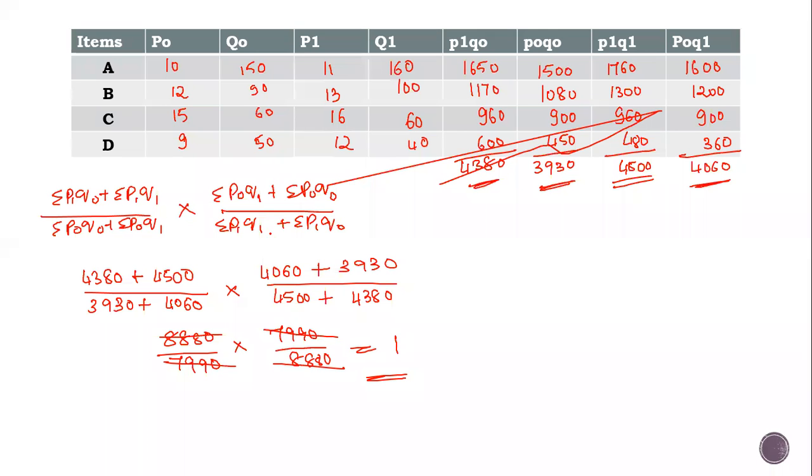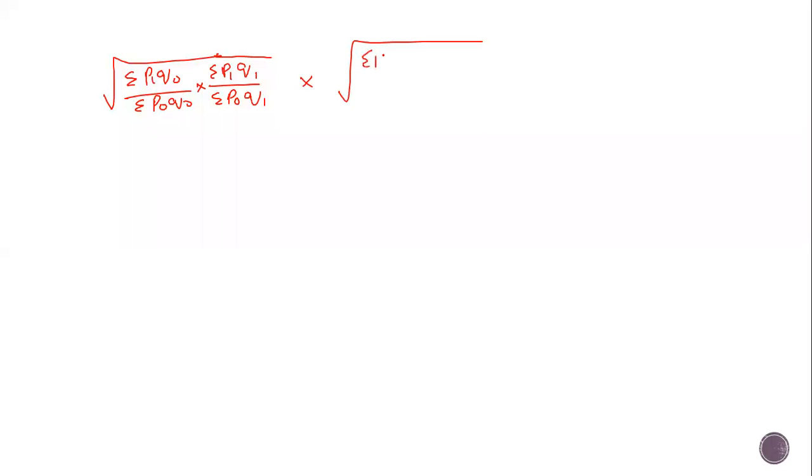We'll give you one problem. For the same problem, calculate under Fisher's method. For this problem only, calculate under Fisher. That is the square root of summation P1 Q0 divided by summation P0 Q0, into summation P1 Q1 divided by summation P0 Q1, into the square root of summation P0 Q1 divided by summation P1 Q1, into summation P0 Q0 divided by summation P1 Q0.